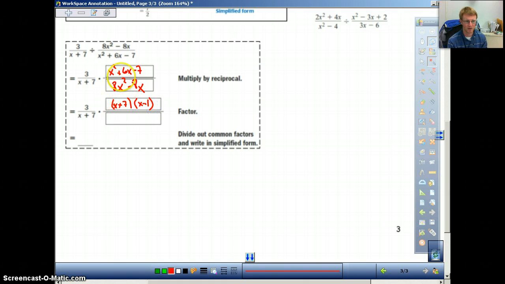The bottom one, we factor out an 8x. So that's 8x on the outside and x minus 1 on the inside. So then we can cancel out what is similar. The x plus 7 cancels out and the x minus 1s cancel out. So we're left with 3 on the top, 8x on the bottom. So 3 over 8x. Exact same thing. You just need to make sure that you multiply by the reciprocal when you're dividing. So pay attention to what the sign is.